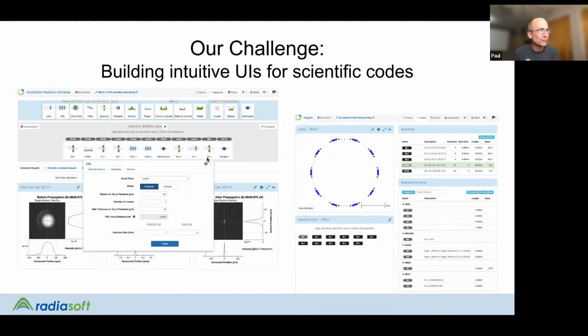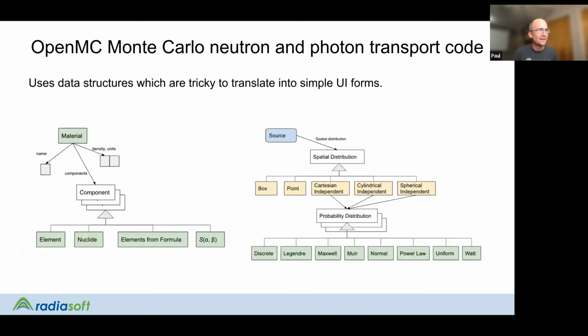I'm part of the software group at RadiaSoft, and one of our recurring challenges is building intuitive user interfaces for scientific codes. One of our recent projects has been creating a web interface for the OpenMC Monte Carlo neutron and photon transport code. The OpenMC data structures were particularly challenging due to their interchangeable nature.